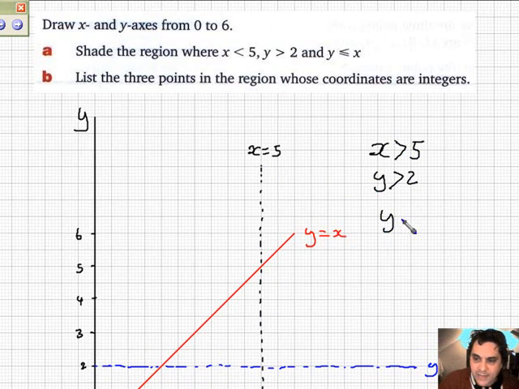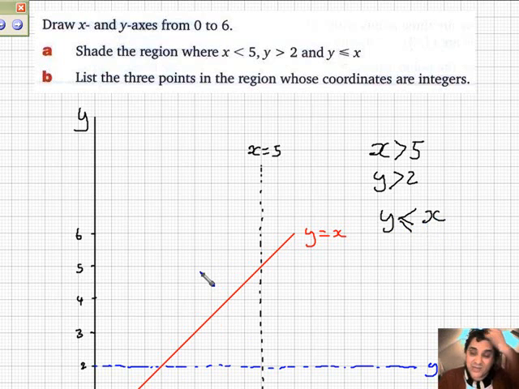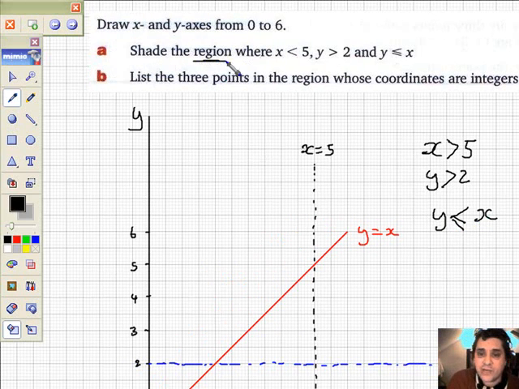And y has got to be less than or equal to x, and because it says equal to x, I drew a solid red line using my line facility right there. Now let's look at it carefully. I've got to shade the region where these three inequalities are true. So let's just take it one at a time.